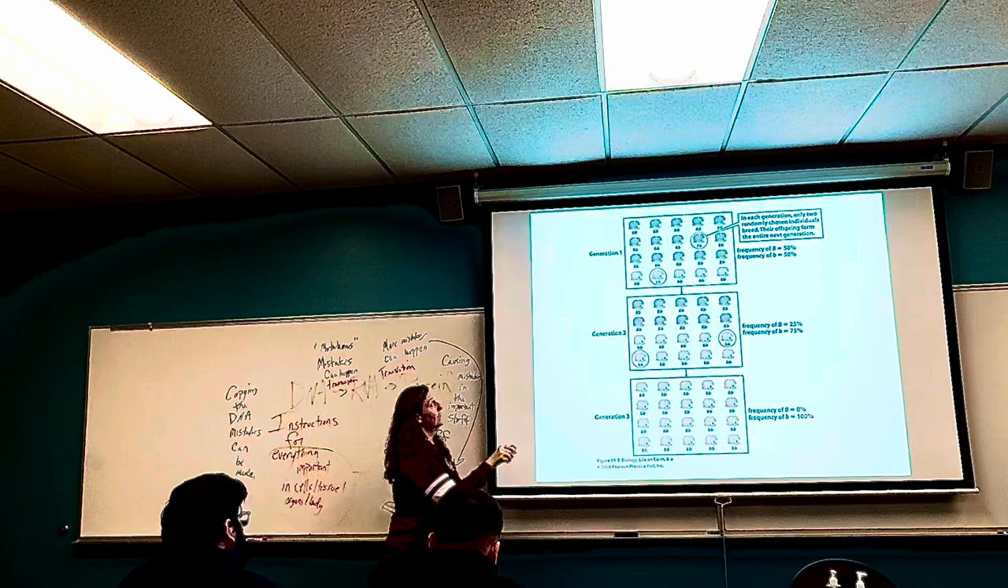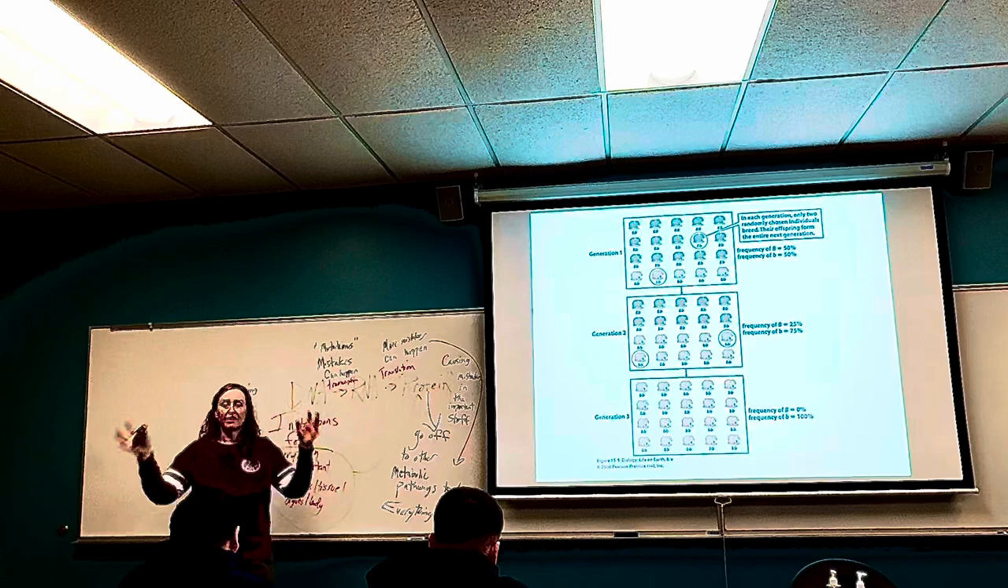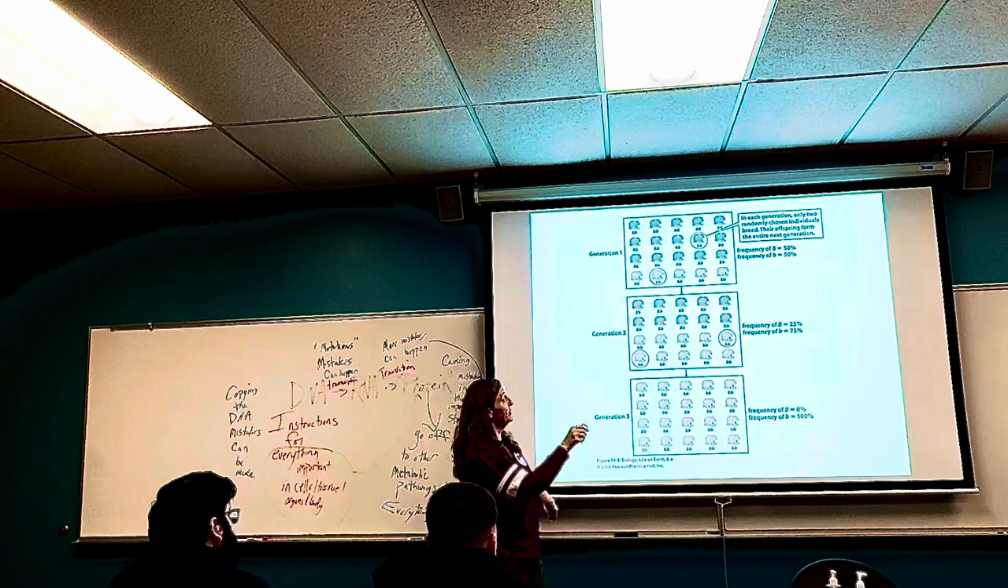So, in our population, let's say something disastrous happens. There's a big fire in the area where they live, and the only two that survive in this population are a heterozygous individual and a homozygous recessive.